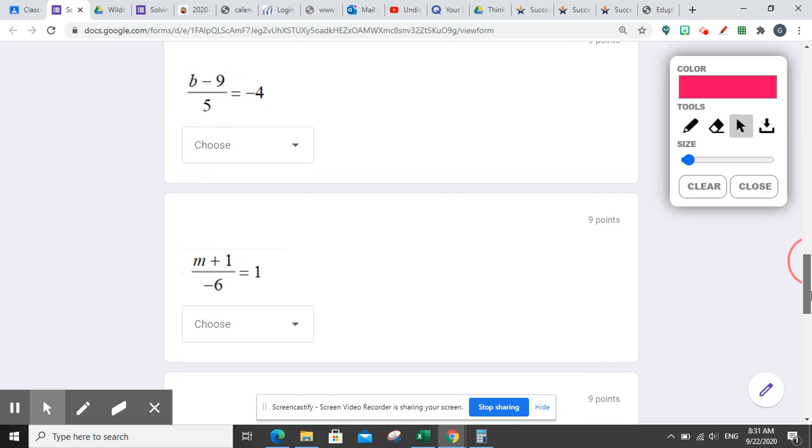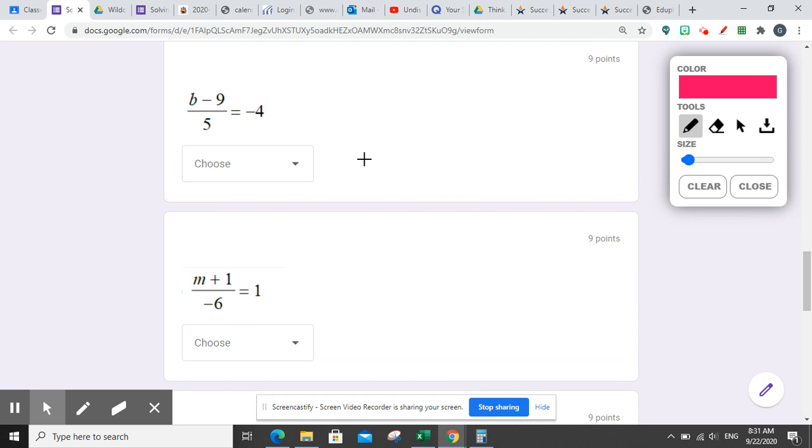Let's try this one down here. So this one and this one are very similar. So if you get this one, you'll be able to understand and do this one. So I have b minus 9 divided by 5, okay, is equal to negative 4. Again, I want to ask myself, what is the furthest thing away from the variable, in this case b? Is it the 9 or is it the 5? Right? It should be the 5 because the 9 is attached to the b with the subtraction. So the furthest thing away is the 5.